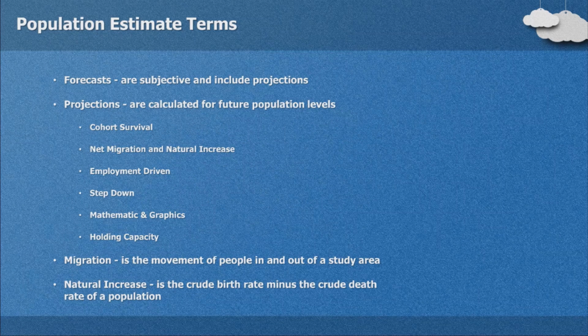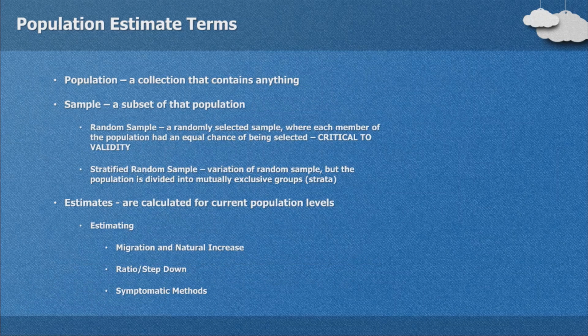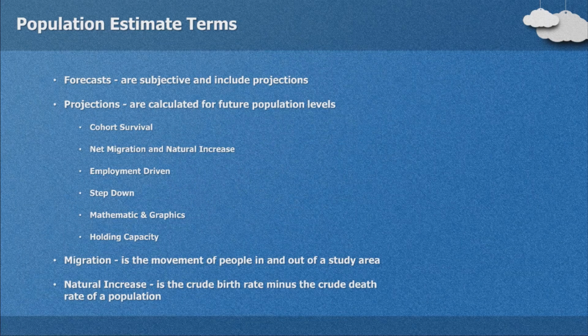These seem nuanced, like a forecast and a projection and an estimate. They're all a little different. An estimate is something for current population levels. So what is my current population? I'm going to have that estimate. A forecast is subjective. I'll come back to that. But a projection is more mathematical. Your population is projected to be X, and you're using either cohort survival, employment-driven, a step down, or a regression analysis. It's math. It's a population projection.